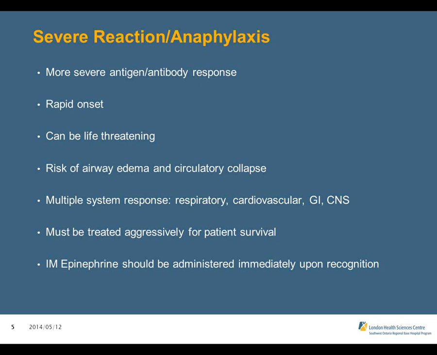Again, it must be treated aggressively for patient survival. And the silver bullet for anaphylaxis is epinephrine. There's very few silver bullets in medicine, but this is the main treatment for it. Without IM epinephrine or IV epinephrine in the hospital setting, these patients can deteriorate quickly and die.